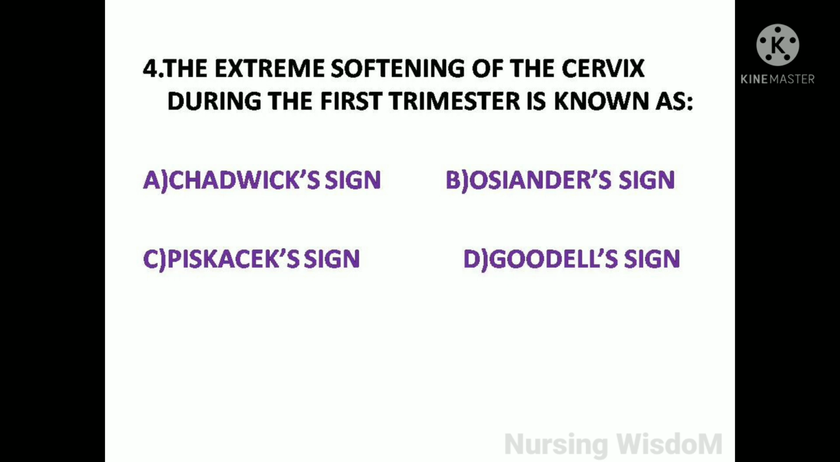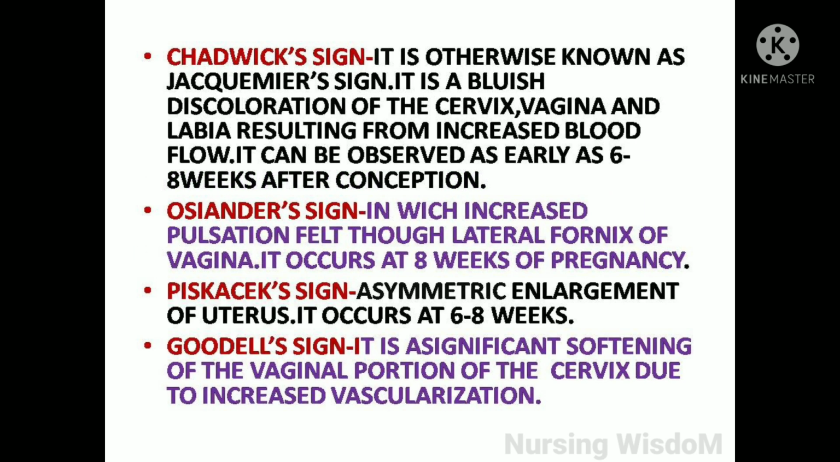The extreme softening of the cervix during the first trimester is known as option A, Chadwick sign, option B, Osiander sign, option C, Fischhoek sign, option D, Goodell sign. Chadwick sign, otherwise known as Jacquemier sign, is a bluish discoloration of the cervix, vagina and labia resulting from increased blood flow. It can be observed as early as 6 to 8 weeks after conception.